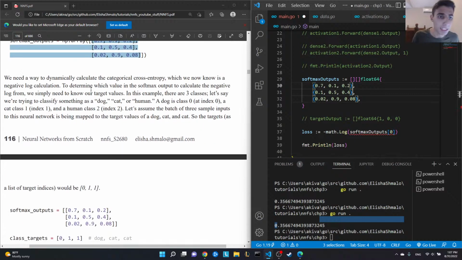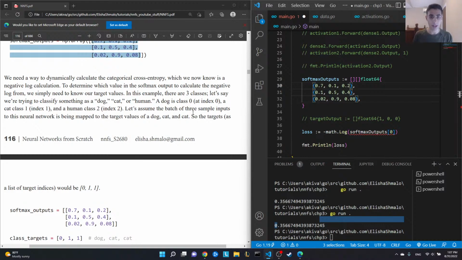Excellent. We need a way to dynamically calculate the categorical cross entropy, which we now know is a negative log calculation. To determine which value in the softmax output to calculate the negative log from, we simply need to know our target values. Okay, so we need to know what we should have gotten from our neural network. In this example, there are 3 classes. Let's say we're trying to classify something as dog, cat, or human. A dog class will be 0 at index 0, a cat class will be 1 at index 1, and a human class 2 at index 2.